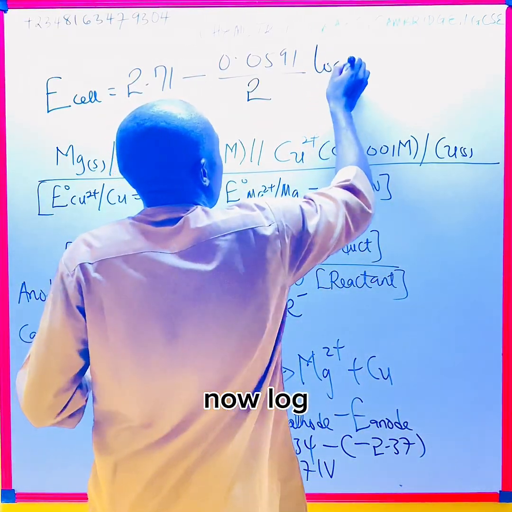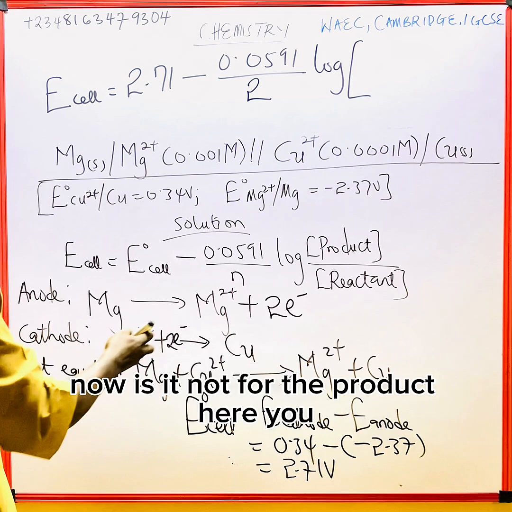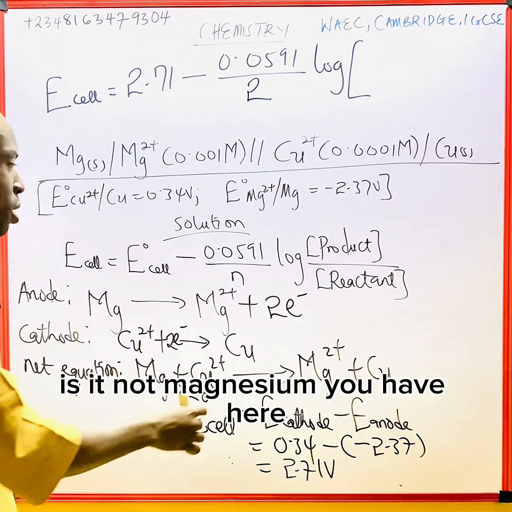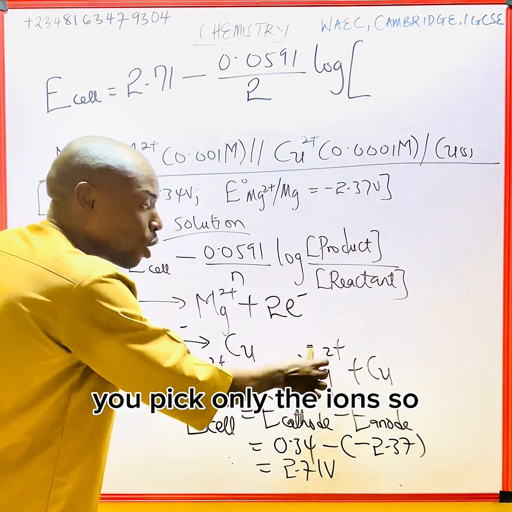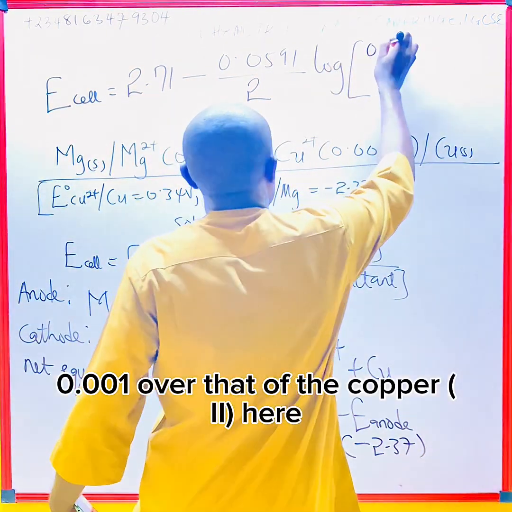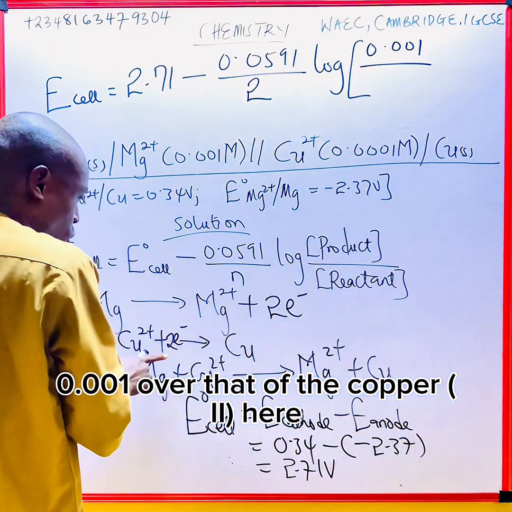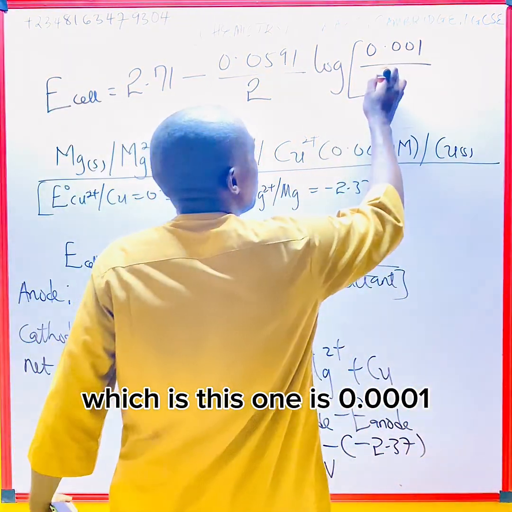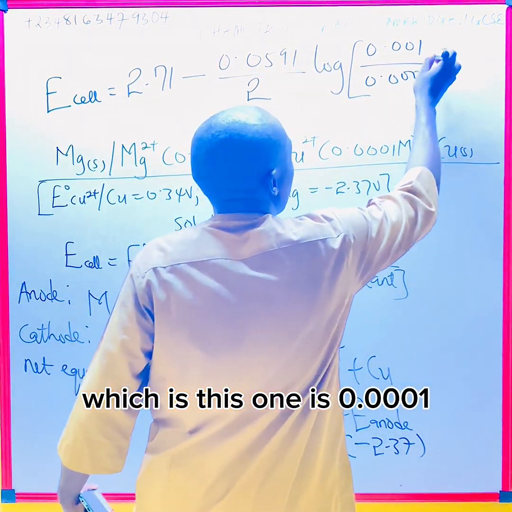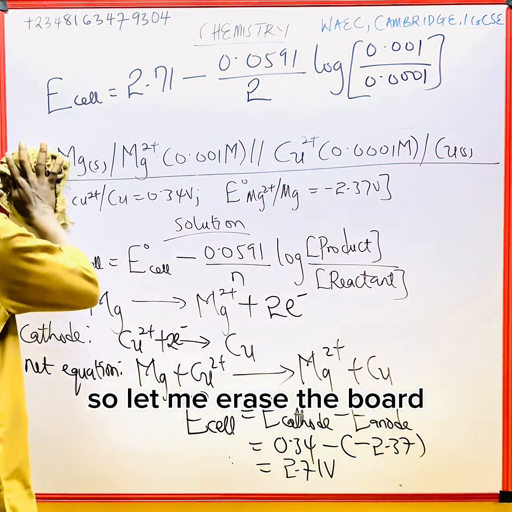Now log of the product here. For the product, is it not magnesium you have here? You pick only the ions. So the magnesium ion concentration here is 0.001 over that of the copper 2+ ion here, which is 0.0001. So let me erase the board.